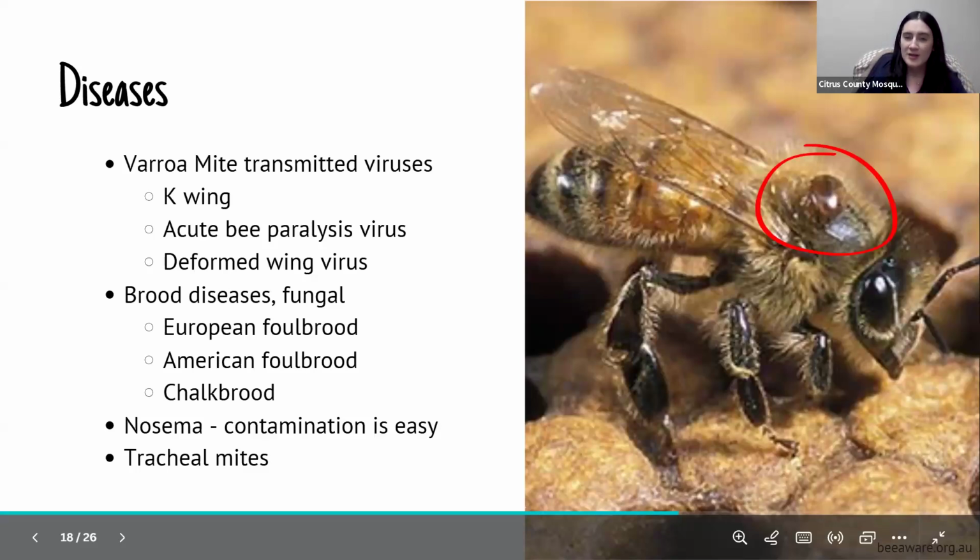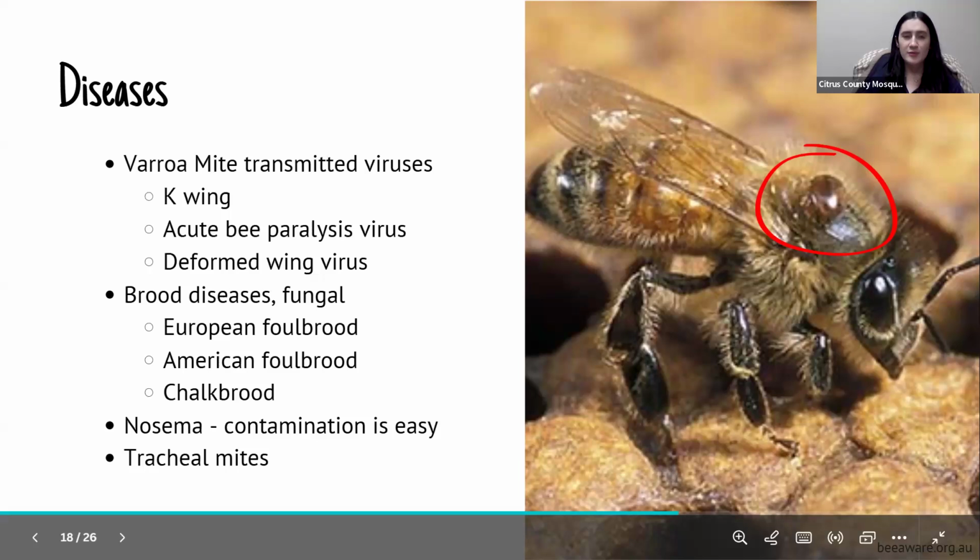But some of the varroa transmitted viruses are K-wing virus. It actually makes their wings sit in a letter K position, and that's a concern if you see that. You might have a high varroa population. There's also deformed wing virus. So if a bunch of your bees are hatching out and their wings are all shriveled up, that's a problem. Obviously, they can't forage for resources. If their wings look like that, they're probably not going to live for very long. So that is another sign that you might have a high varroa level.